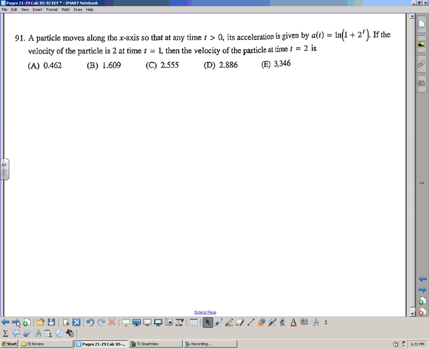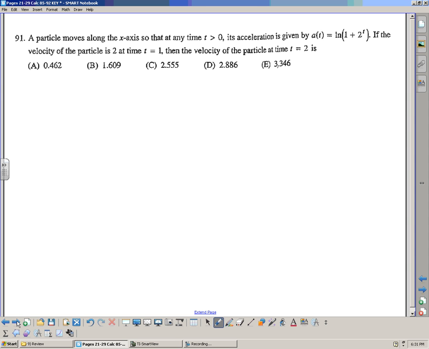All right, number 91, we have the particle moving along the x-axis, so at any time t greater than 0, its acceleration is given by a of t as that function. If the velocity of the particle is 2 at time t equals 1, then the velocity of the particle at time t equals 2 is, well, here's the deal.